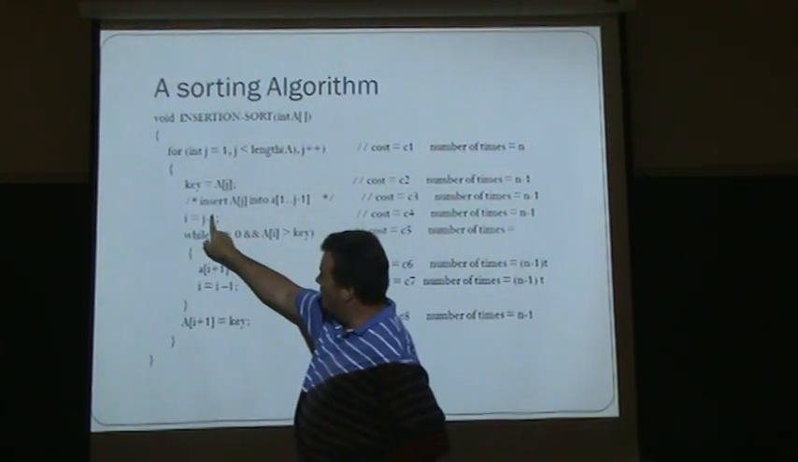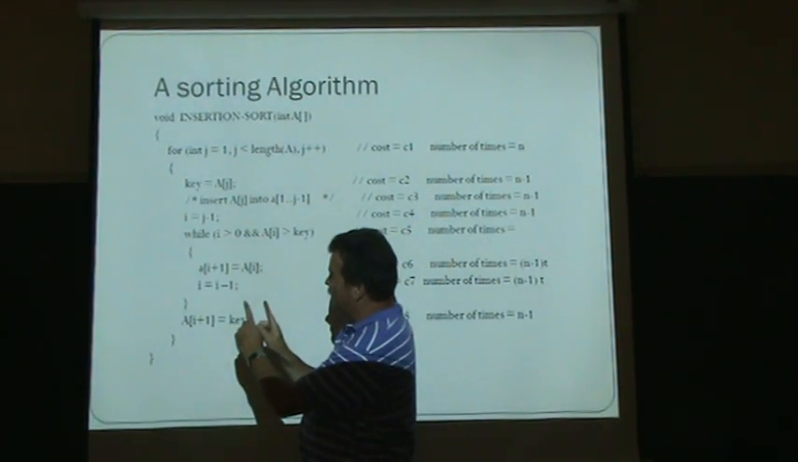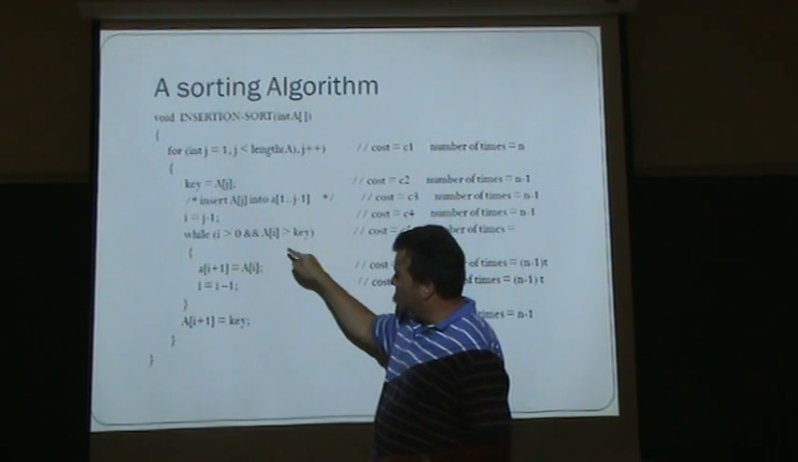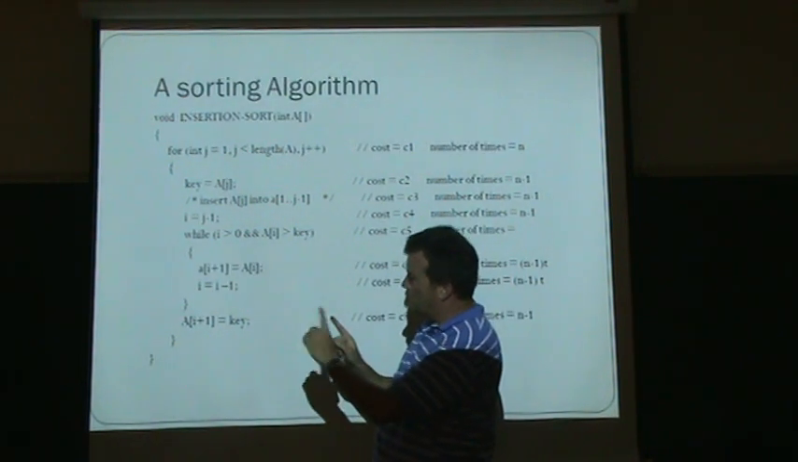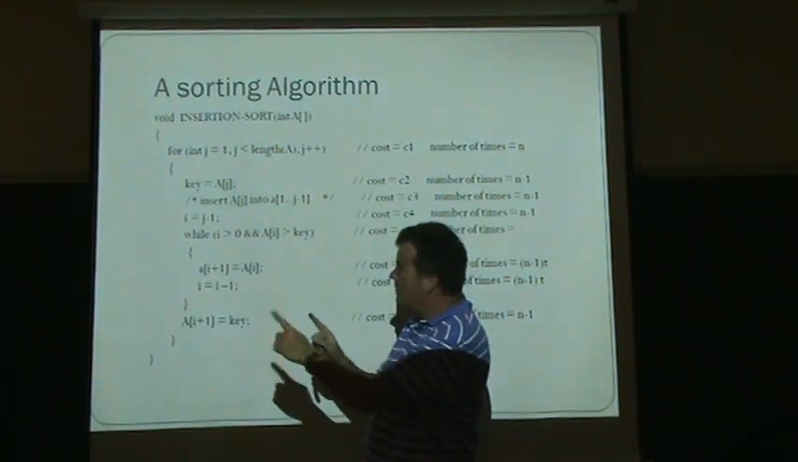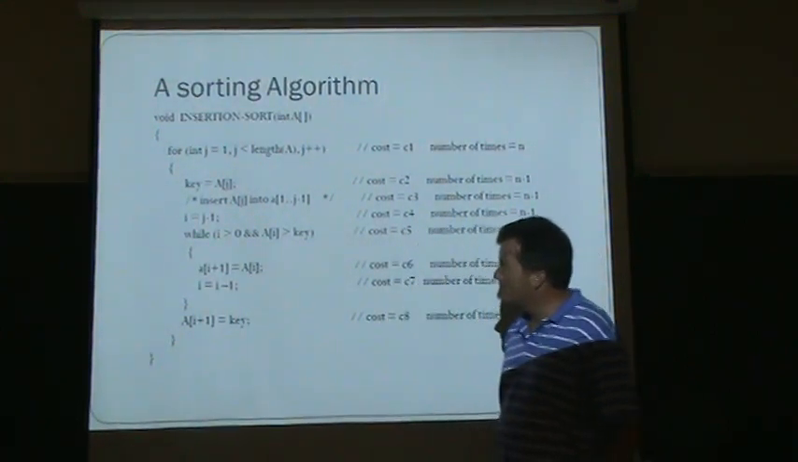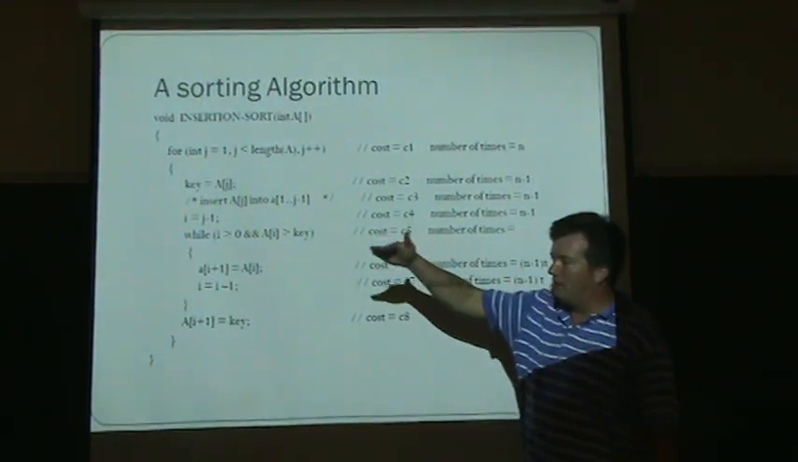And then we say from the node to our left, which is j minus 1, go through the whole array looking for swapping the numbers up 1 until we find the spot where key belongs, and then we put key into that spot. And we have to do that for every element in the array.